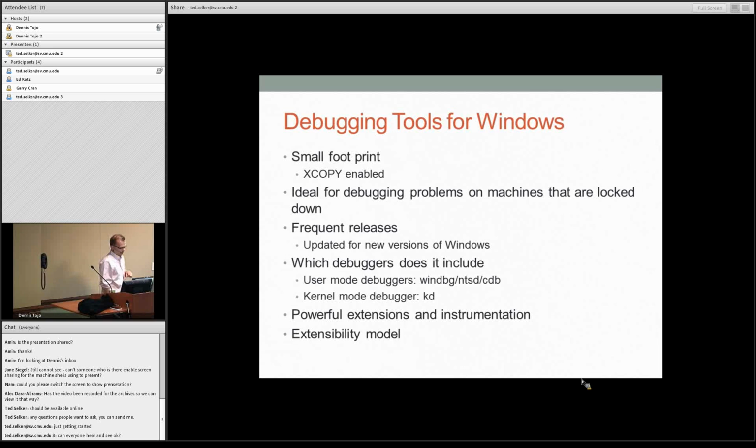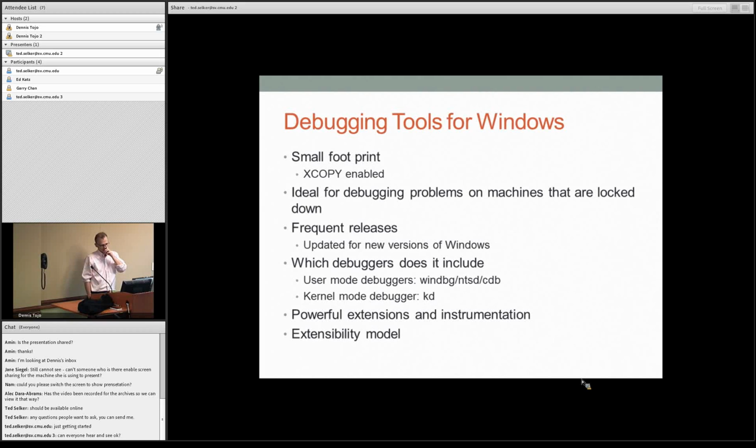The other great thing about it is because they're at such a low level, in the sense that they're right on the operating system, whenever we rev the OS, like going from Vista to 7 to 8, these debuggers get updated as well, so that they understand the new features of the operating system coming up. So they get revved quite a bit.